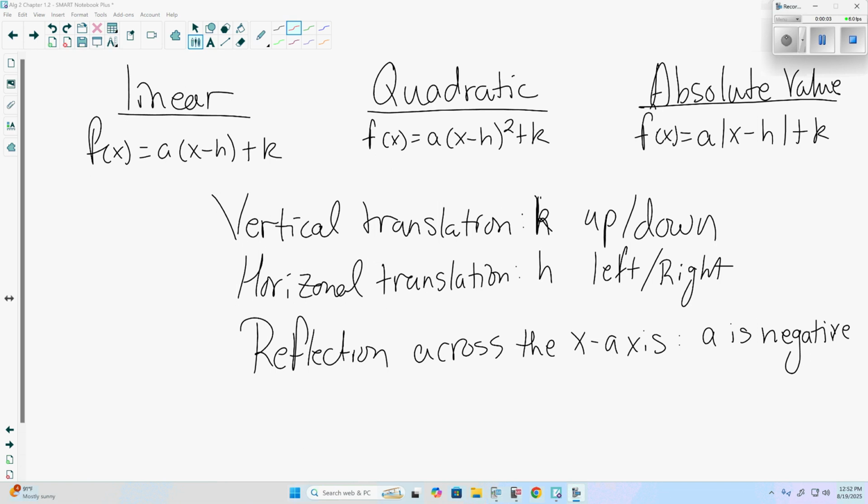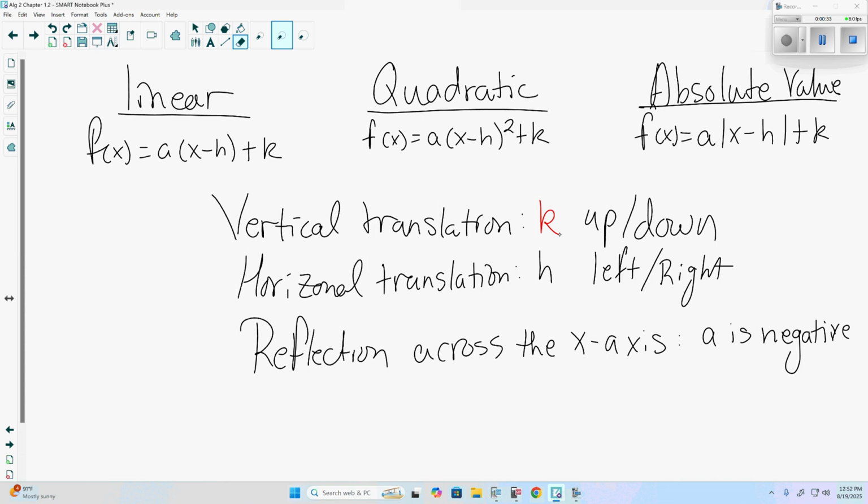So, picking up where we left off yesterday, these transformations: linear, quadratic, absolute value. We have these here. We said vertical translation, our up and down, is our k. Whatever the value of k, or number that's going in the place of k, will tell us how far it moves it up or down. H tells us how far it moves it to the left or to the right.